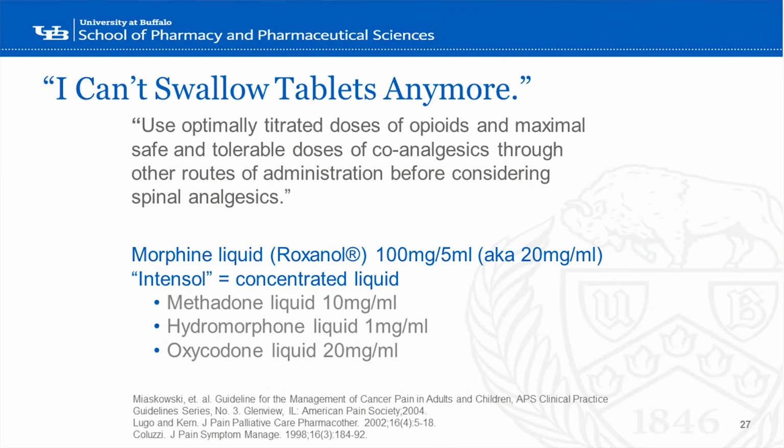So we look at things that are highly concentrated. Morphine has the Roxanol brand name product, which is the 100 milligram per 5 ml, or also 20 milligram per ml, also called the Intensol. Methadone has a 10 milligram per ml concentration, hydromorphone 1 milligram per 1 ml, and oxycodone a 20 milligram per ml concentration. So these are all effective. If you think about it, you can get very high potency opioids into a patient with a very small volume.